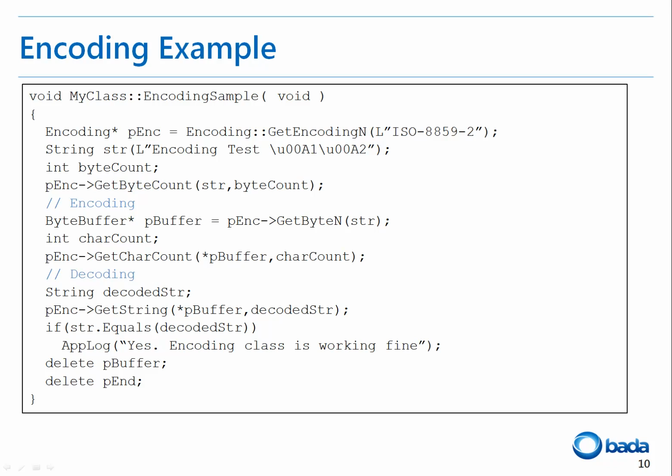Finally, I compared the decoded string and the original string, and if the strings are the same, the "yes, the encoding class is working fine" log message is output. Of course, when this source code is executed, the "yes, the encoding class is working fine" log message will be displayed.